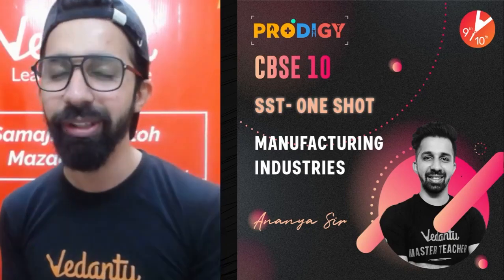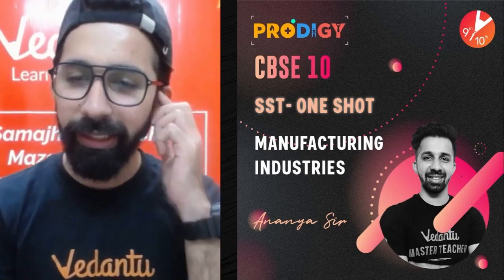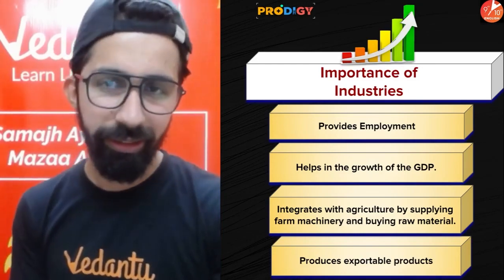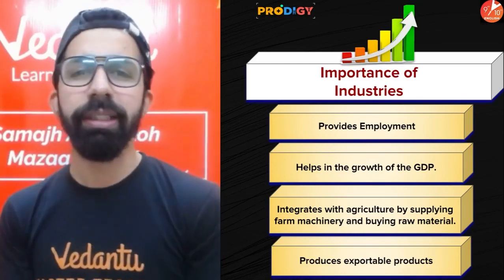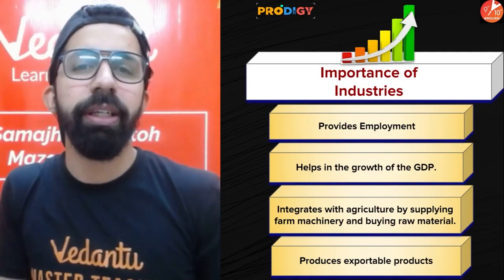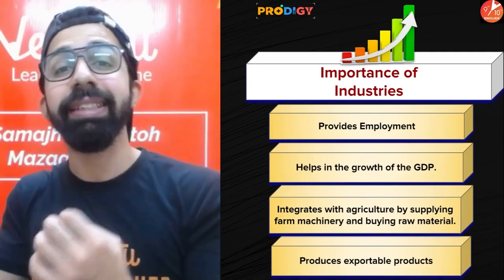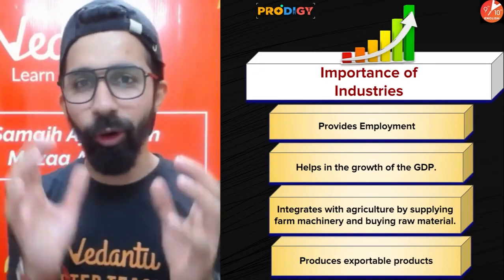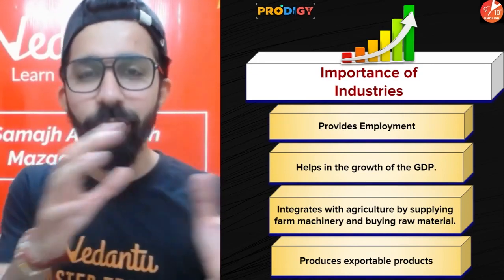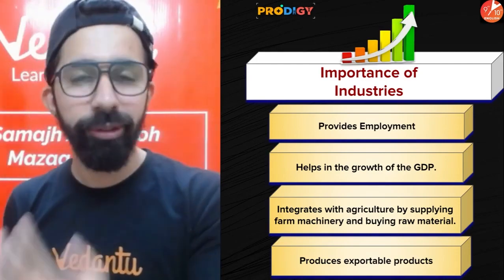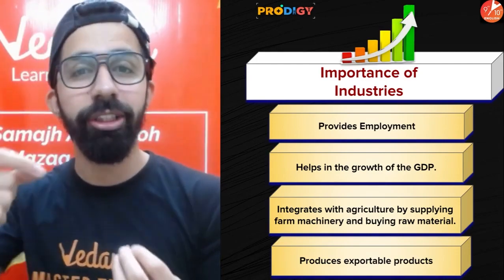Alright, let's start, guys, and let's have a quick idea about the manufacturing industries in this session. First of all, let's understand what we get from manufacturing industries. Manufacturing industries come under secondary occupation. The raw materials which we get from primary occupations are taken into industries, they are processed, and finally we get a finished product.